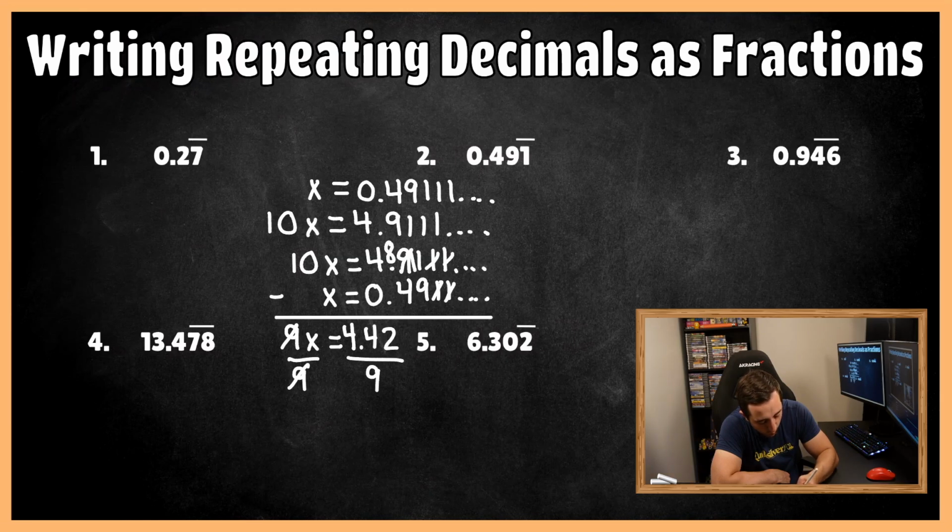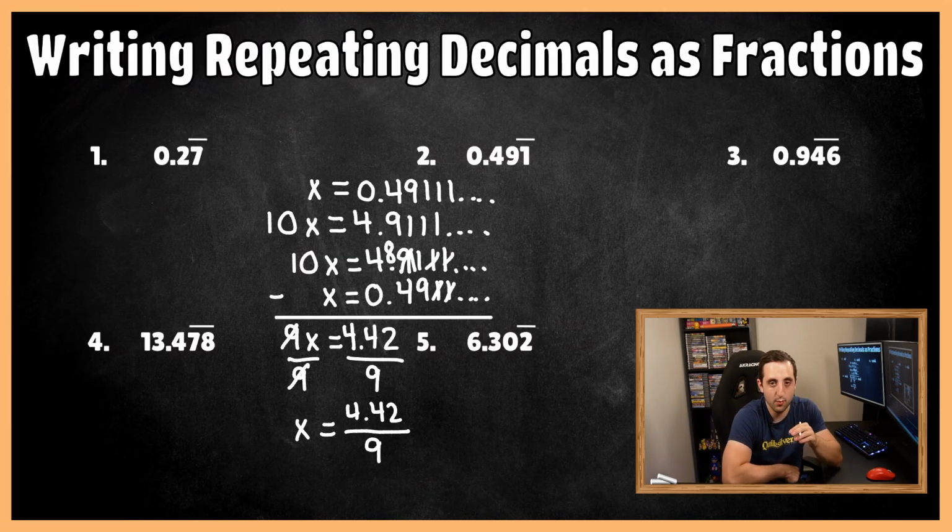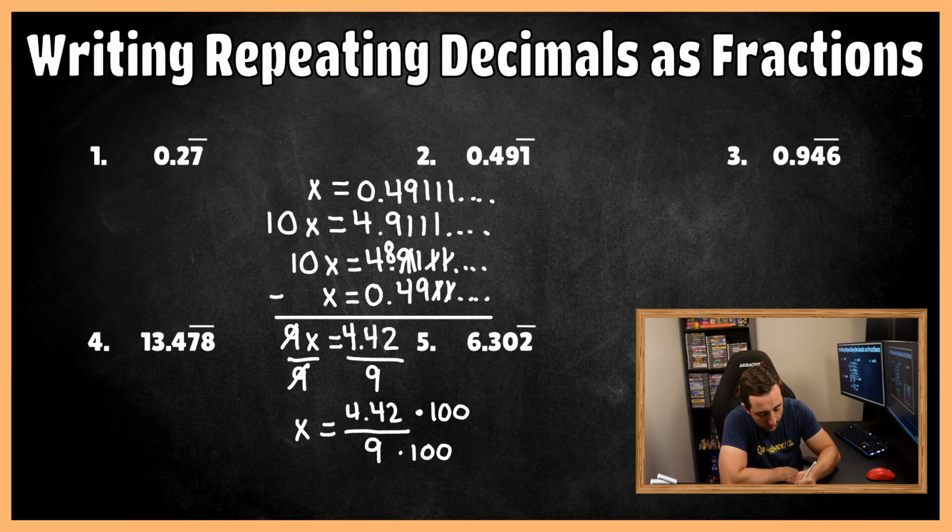9 divided by 9 is just 1, so we're going to be left with x equals 4.42 over 9. And notice this time around, we have to move this decimal point 2 place values to the right. So we don't want to multiply by 10, but let's go ahead and multiply the top and bottom by 100 this time. So times 100 times 100, and we're going to be left with x equals 442 over 900. And once again, you can simplify this.